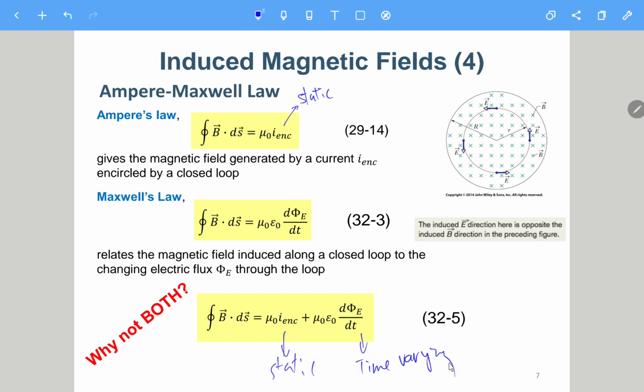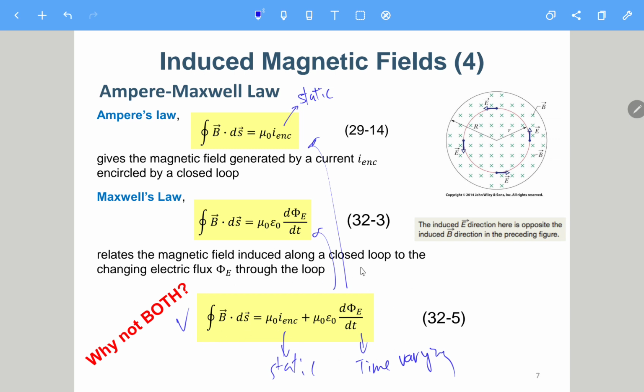Okay, so if it is just static, then we only have this term and this one to be zero. If we only have a time varying E field, then this one is non-zero and this one is zero. Then it will just reduce back to this case or that case. So we can just use this one.